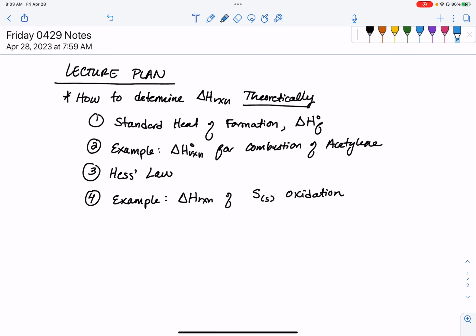Round of applause. So, in general, what we are talking about today is we are focusing on how to determine the heat of reaction using theoretical means.